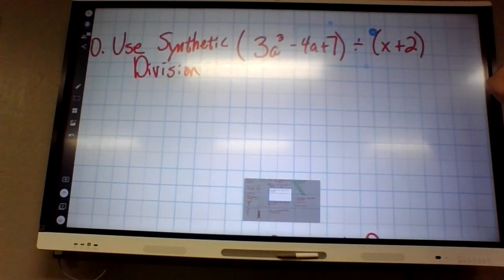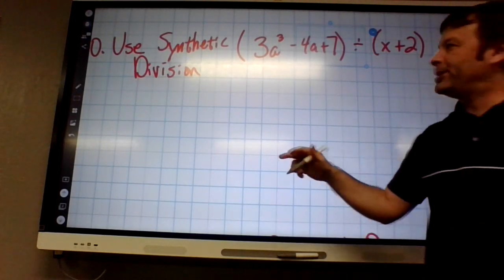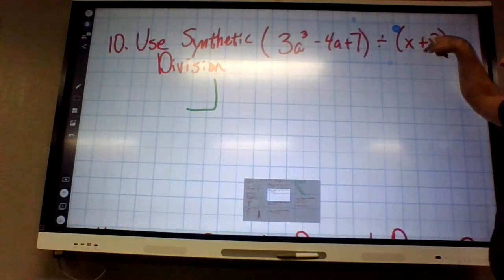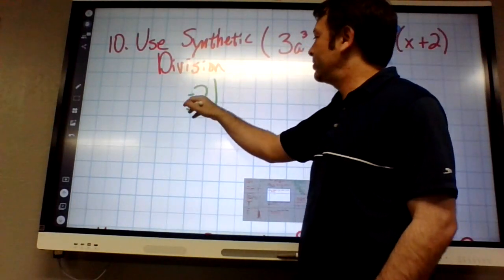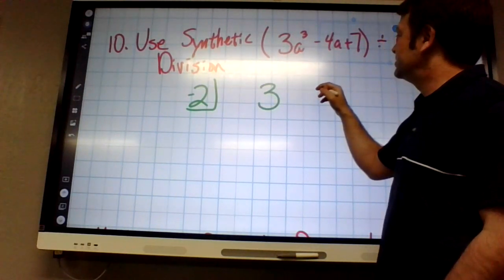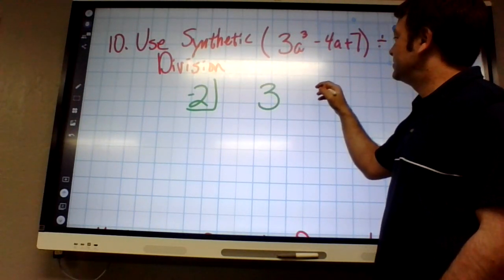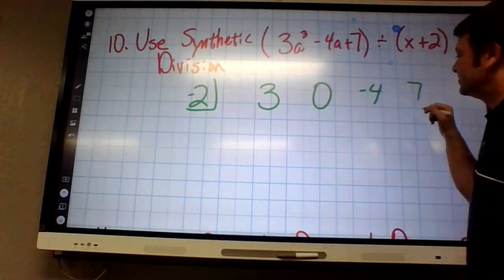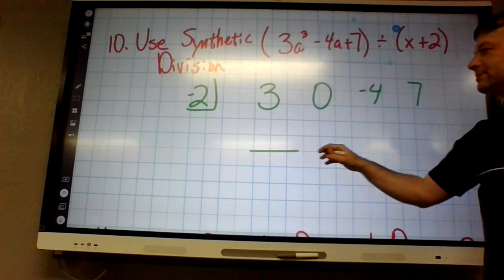Synthetic. This one's shorter, and it's synthetic, so it's a little easier. So what do we put in the box on number 10? Negative 2. We always do the opposite. And what are the coefficients? 3, 0, 0, negative 4.